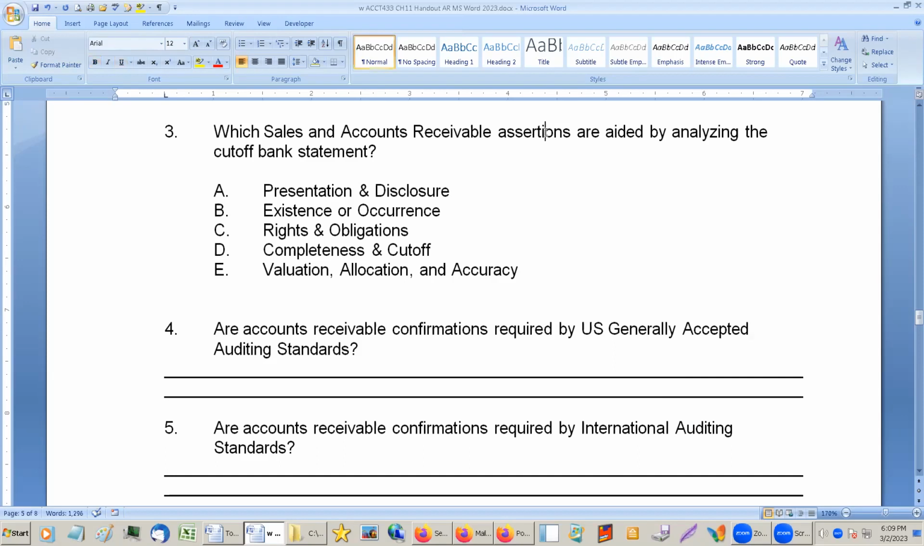So we get that cutoff statement, and we verify the stuff on the bank reconciliation. We verify possible payouts for loans and things like that that are done at the end of the year that weren't on the books.